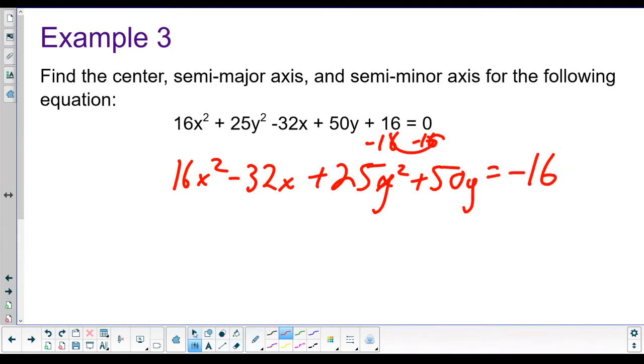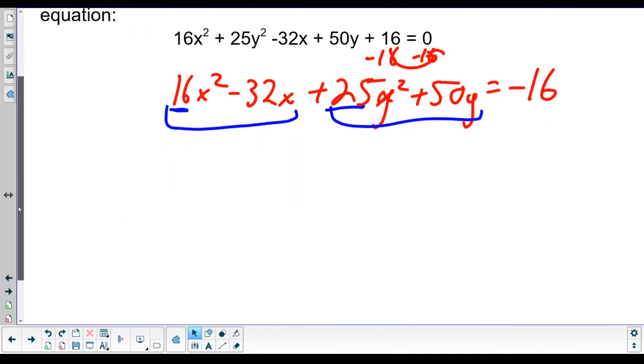All right, so now we have to complete the square on the x's and on the y's. When you do that, you definitely don't want to have a coefficient in front of the squared term. So what we're going to do first is take out the GCF of the x's and of the y's to make this problem a little more digestible for us.